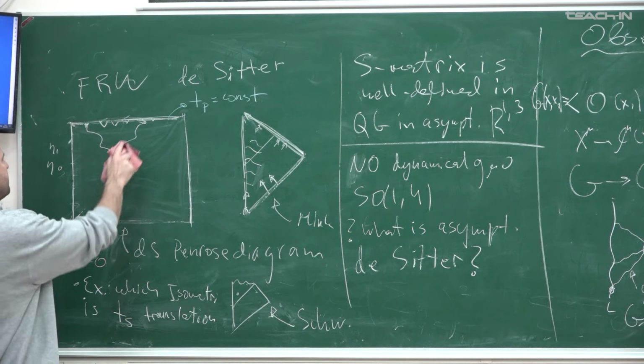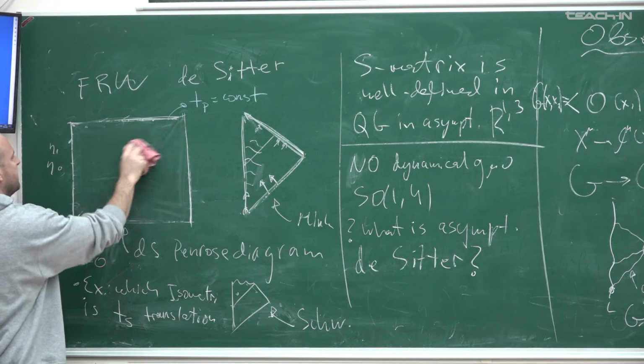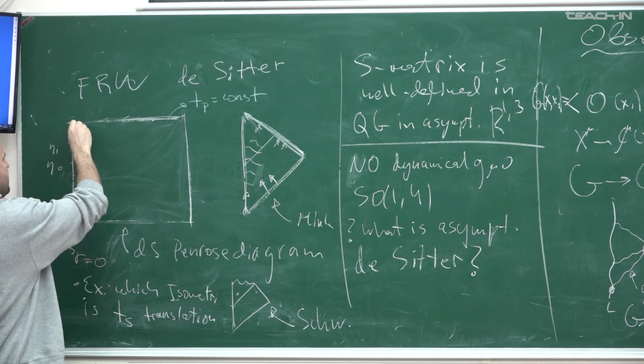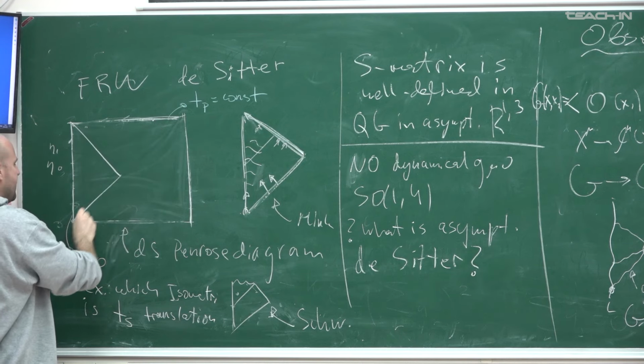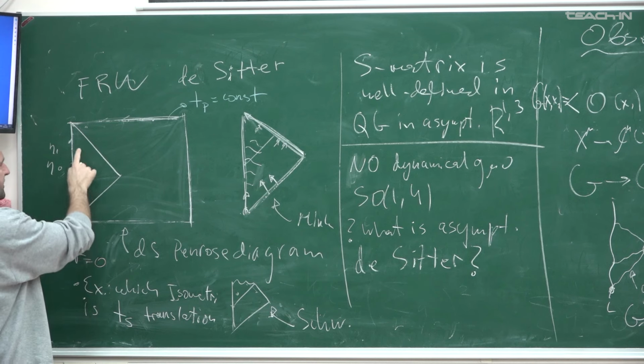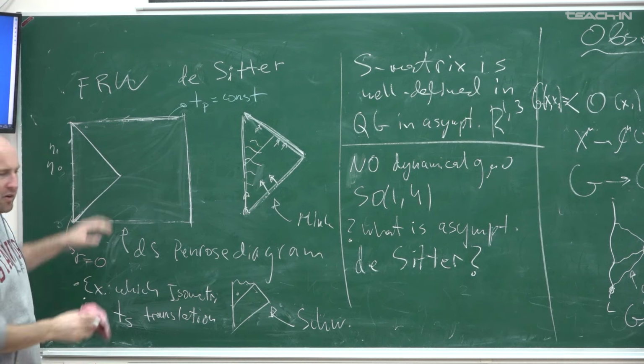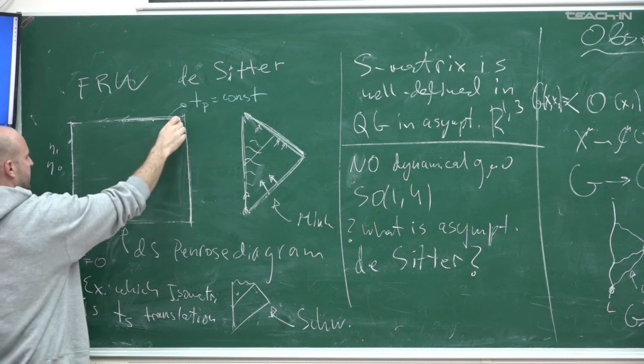But then there is a view on de Sitter space that says only some observables restricted to a static patch are well defined. Okay, so this thing was a static patch.